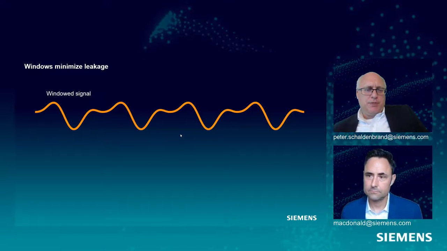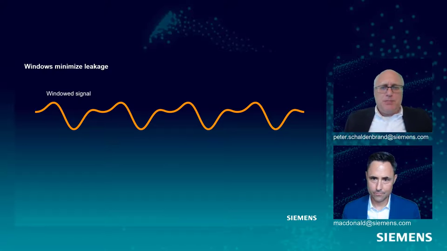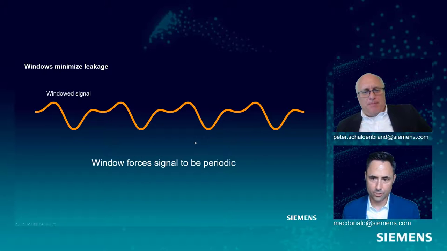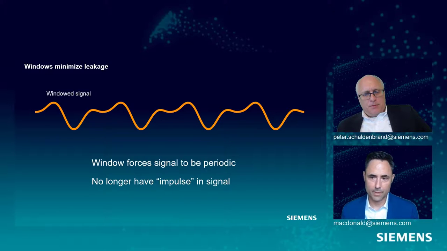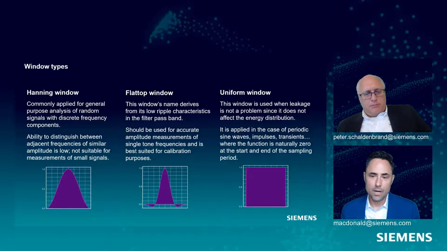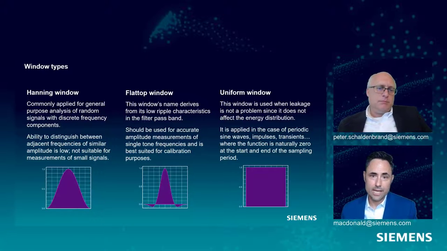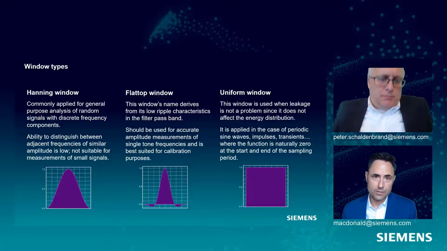Yeah, there's no sharp edges, but it doesn't quite look like the original, but it's somewhat usable. What ends up happening here? Yeah. So the window forces our signal to be periodic by making it zero at the beginning and the end. We don't have this impulse or this sharp edge in our signal, but as we're going to see, we have a reduced energy and a reduced amplitude in our windowed signal.